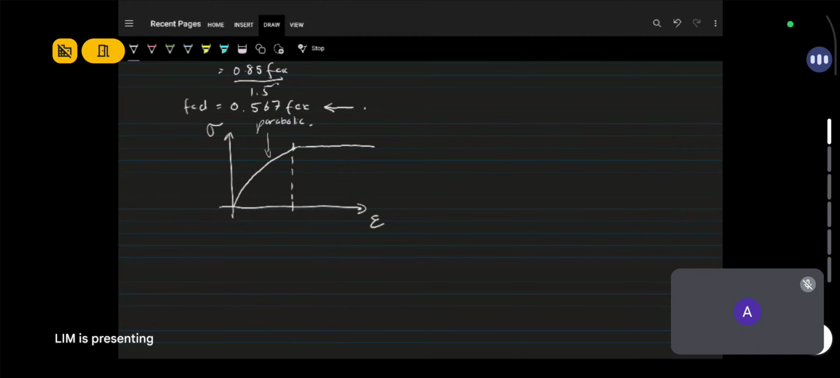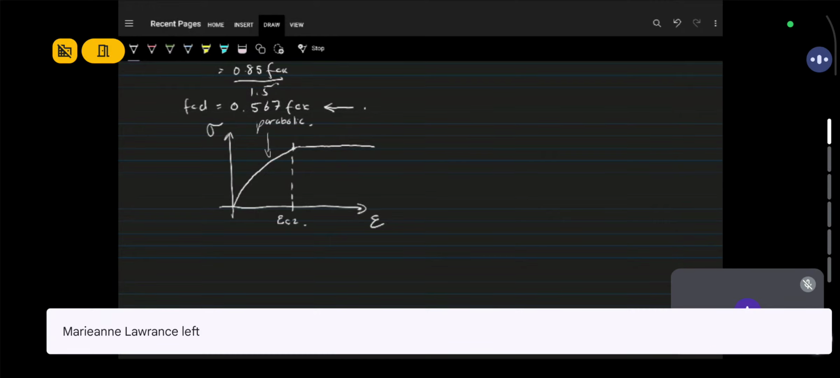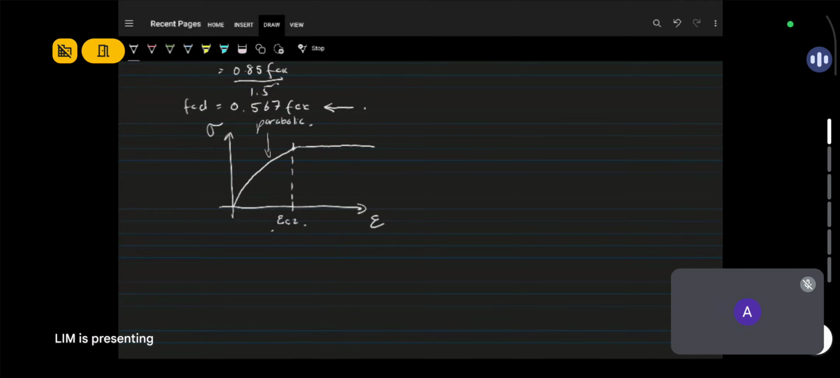This point is epsilon C2. And for Eurocode, we keep that at 0.002 strain. So this entire point, the flat part of the graph, is basically your FCD, your design strength. Once it hits the design stress, FCD, it also hits a strain of 0.002.